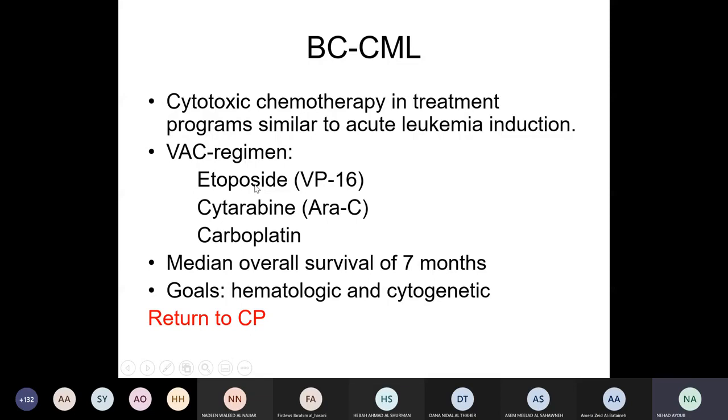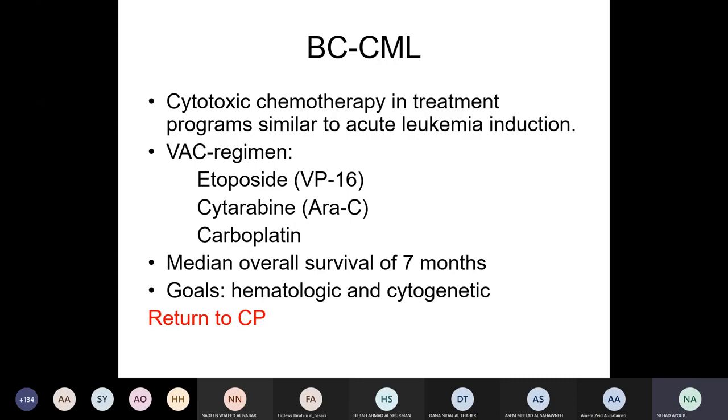Now, what is the goal of chemotherapy in blast crisis? We try to make the blast percentage go down and reverse the phase to chronic phase. We try to bring the blast count, which is above 30% in these patients, down below 10%, as if I have now downsized the disease from the more advanced blast crisis down to the chronic phase.